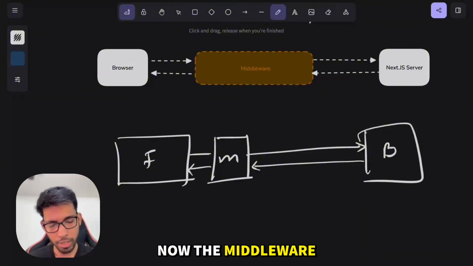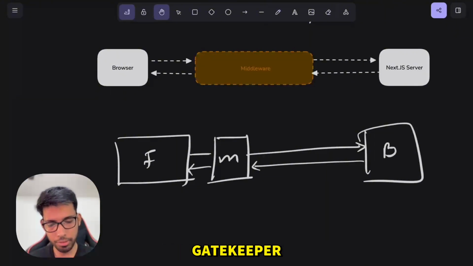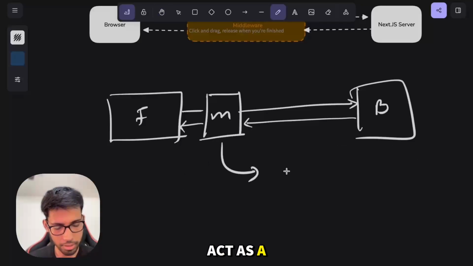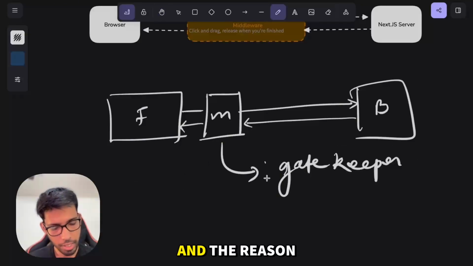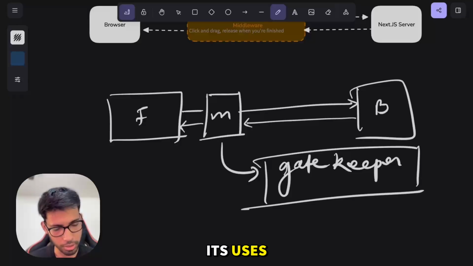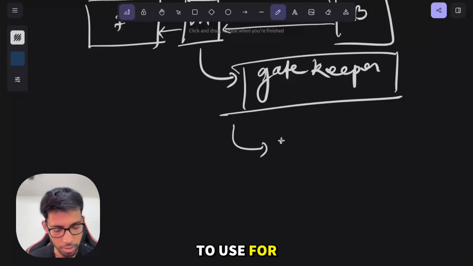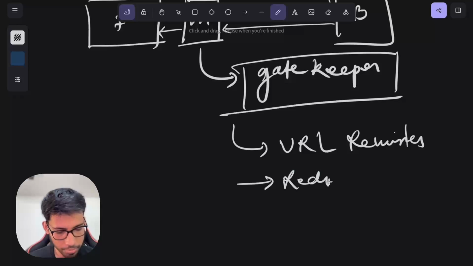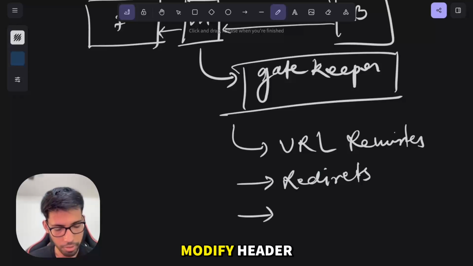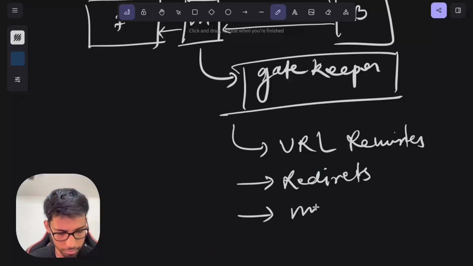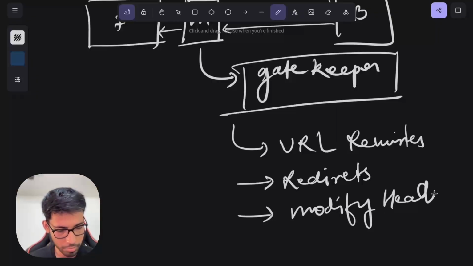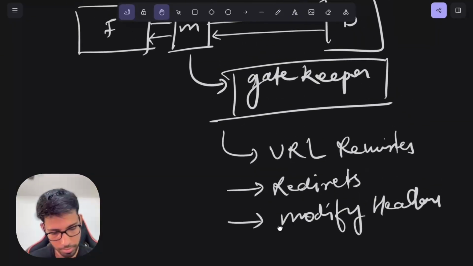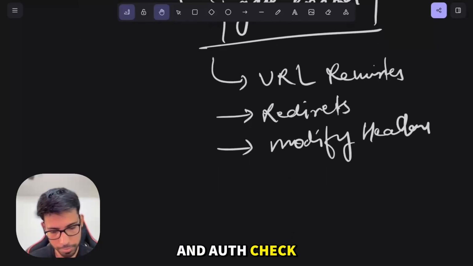Now, the middleware was supposed to act as a gatekeeper. And the reason is because of its uses. It was meant to be used for URL rewrites, redirects, modifying headers, and auth checks.